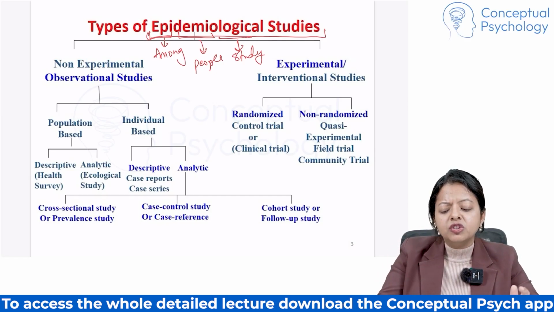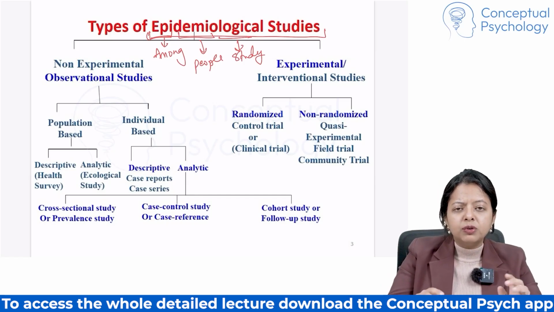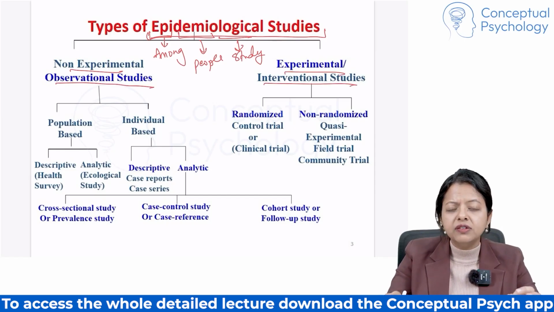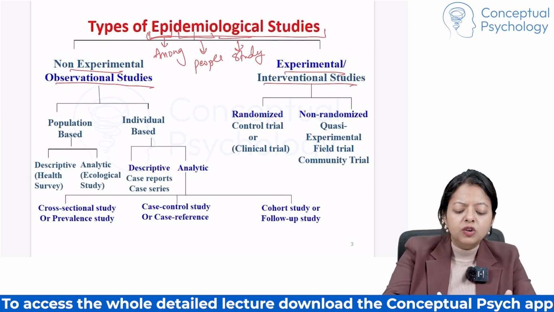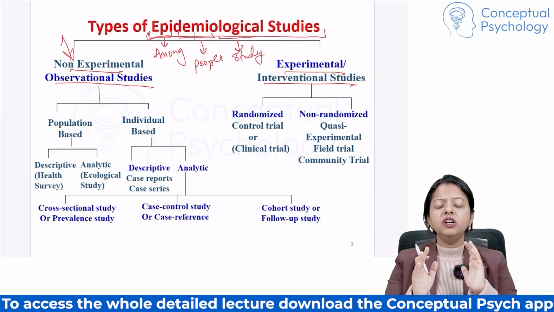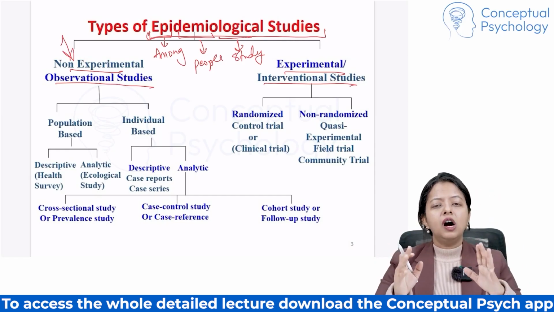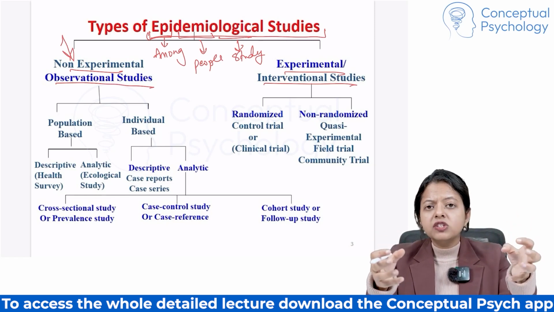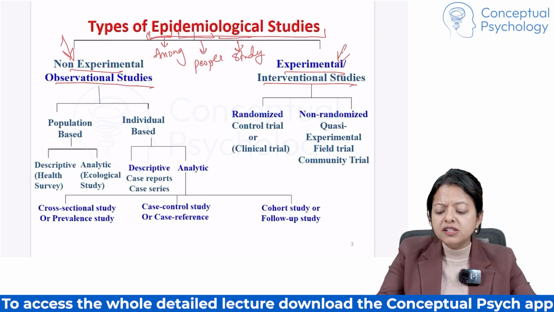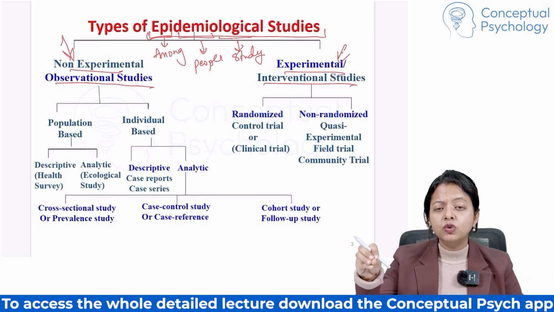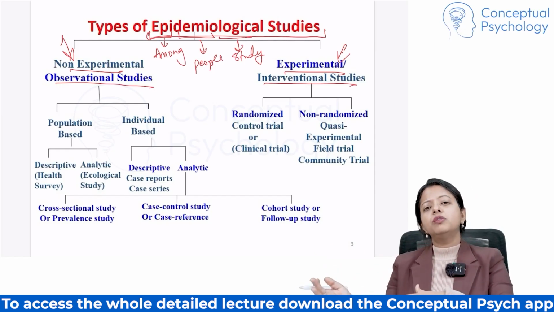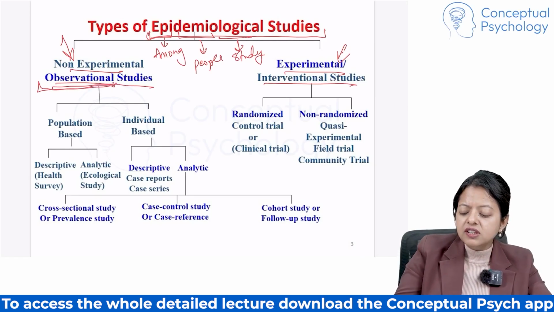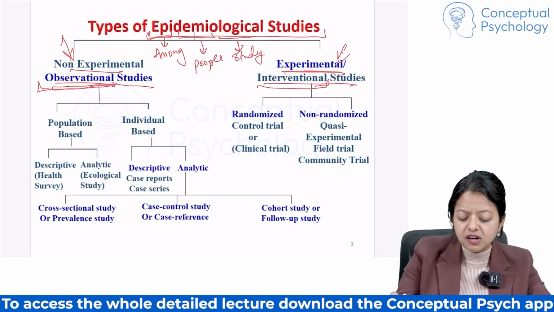So various epidemiological studies. Now there are broadly two categories: non-experimental or observational studies and experimental or interventional studies. So broadly here no intervention is given. You only observe from a distance what is happening among your study subjects. And in an experimental study you add some intervention, you do something and then you see the effect of the intervention. So these are simple observational studies without any intervention, and these are interventional studies, also called experimental studies.